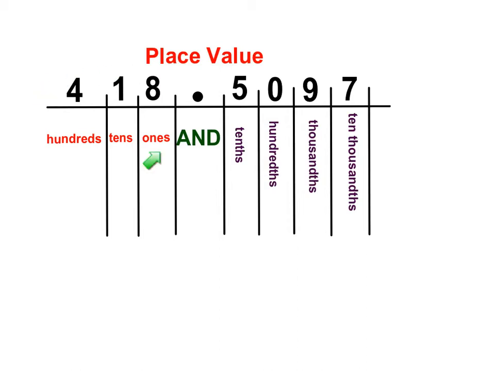This is the ones place, tens, hundreds. Anything after the decimal point, this is 5 tenths. This is 0 hundredths. This could be read 50 hundredths. The 9 is in the thousandths. The 7 is in the ten-thousandths. This part is read 5,097 ten-thousandths. So again, when we add or subtract, we're adding and subtracting place value.